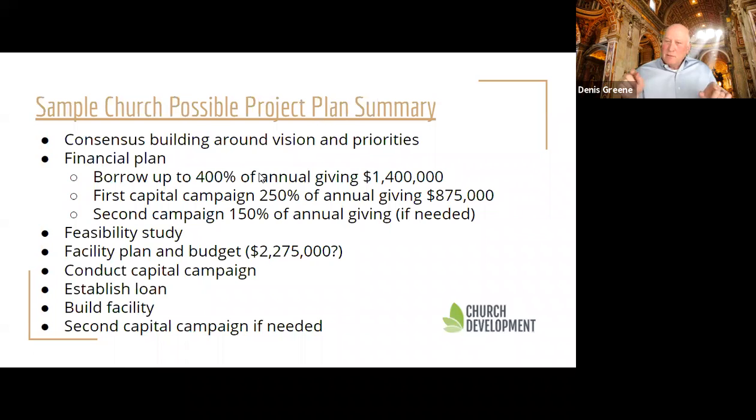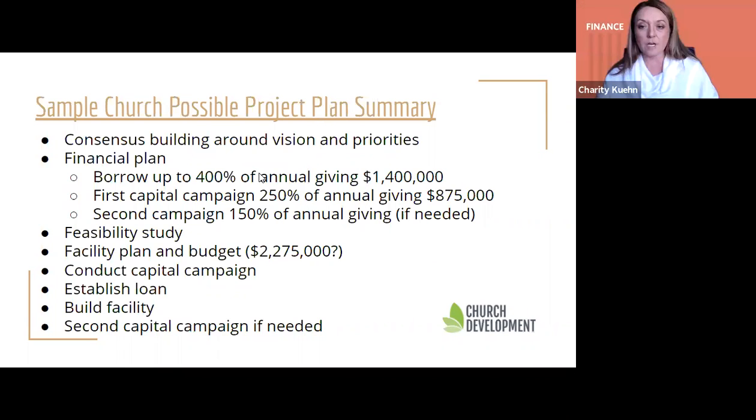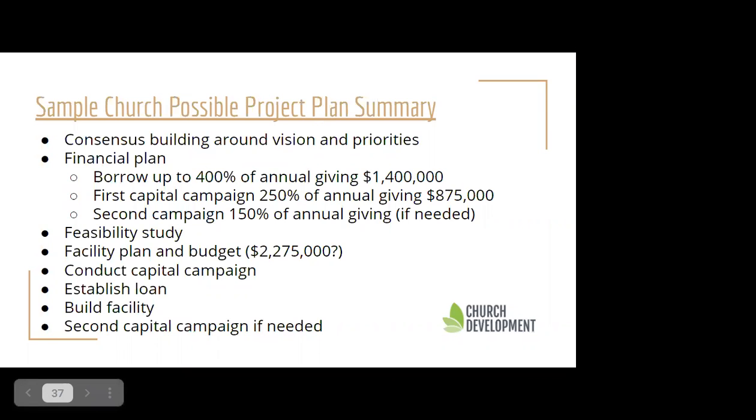activity. So once the feasibility, go ahead, Charity. There's a couple questions in the question and answer if you want to take a peek at those. Yeah, those are related questions. I'll go ahead and let you know what they are. They're really pretty much the same question.